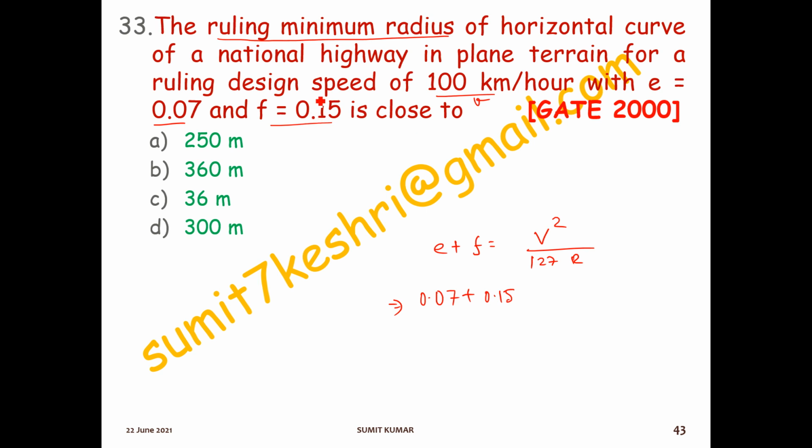The value of coefficient of lateral friction is 0.15 in this question. Velocity 100, so 100 square by 127 into R. Here again find the value of R. How much does it come? It again comes 357.9, which is nearly equal to 360 meter. So option number B will be your right answer.